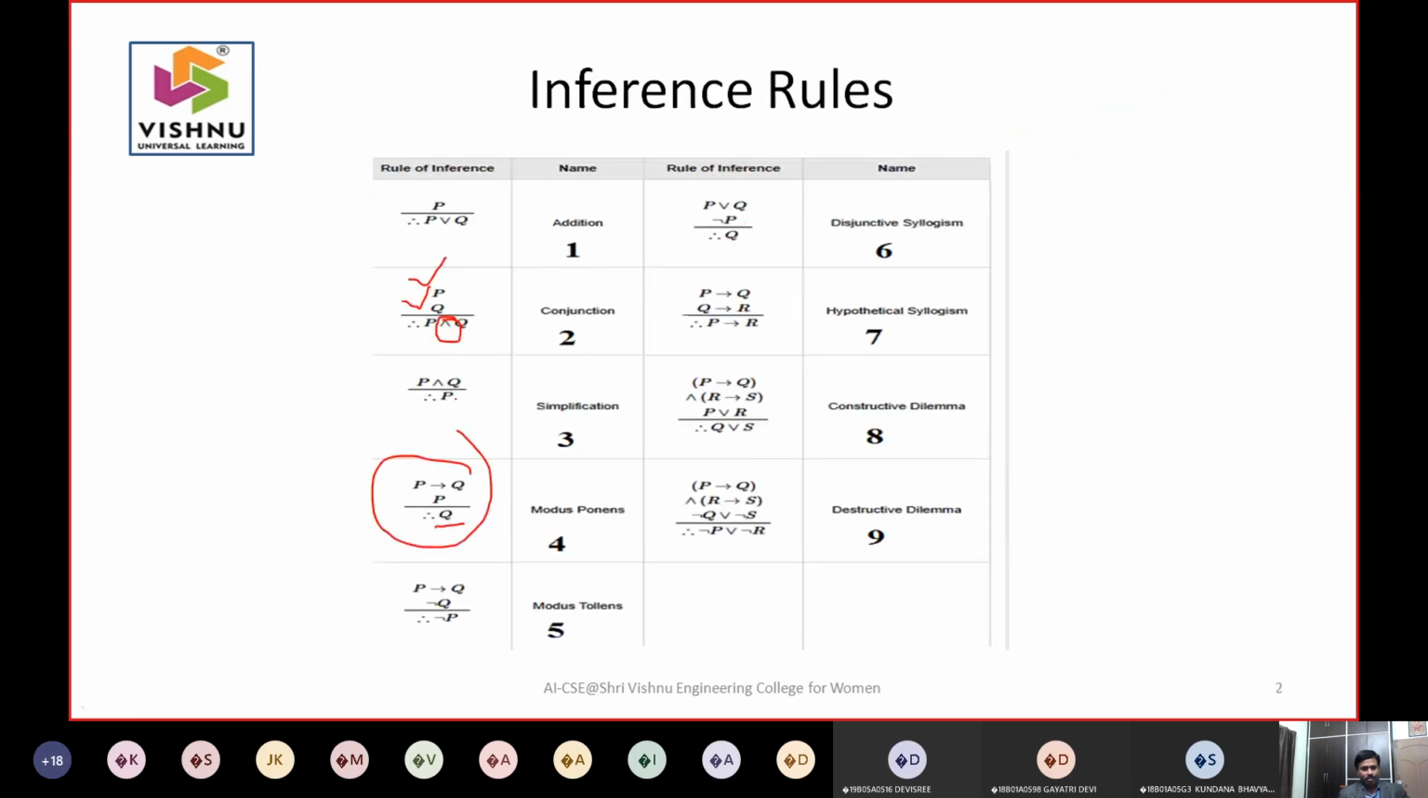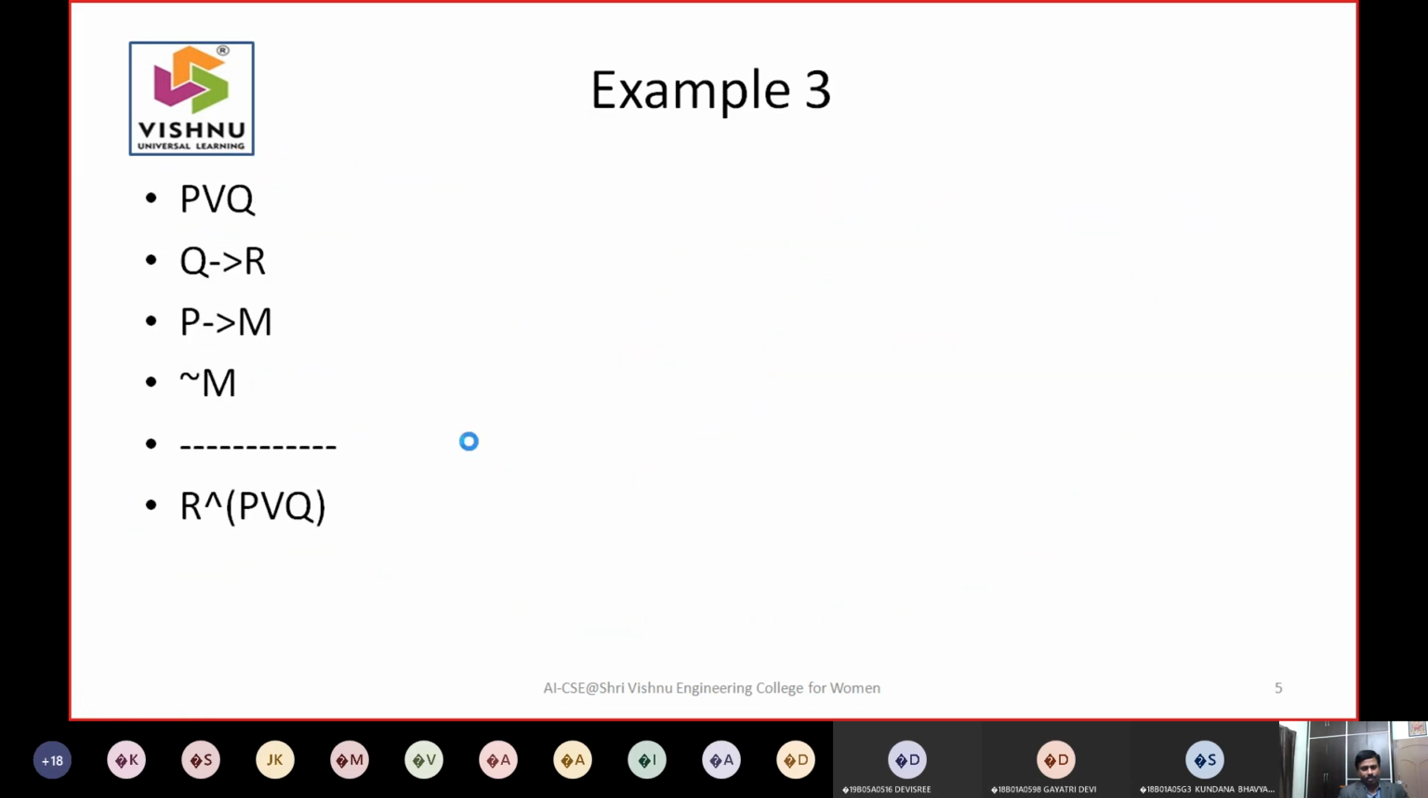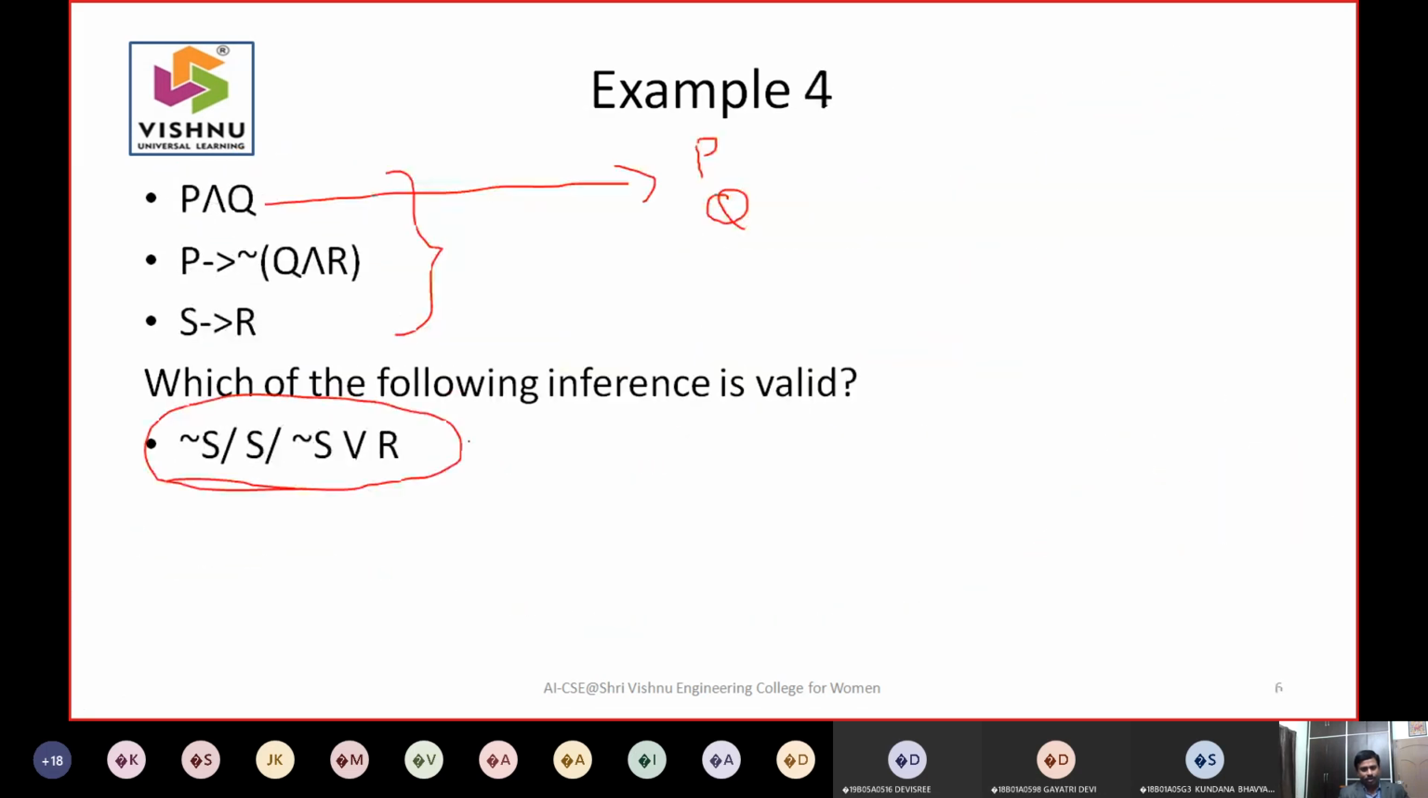You can start like that, because you have a rule like this. See here, two statements are combined with and, you can take P or you can also take Q. It depends. So here two statements are combined, so you can take P or Q. So if I take P and combine this with this P to Q and P, what I will get is a negation of Q and R.